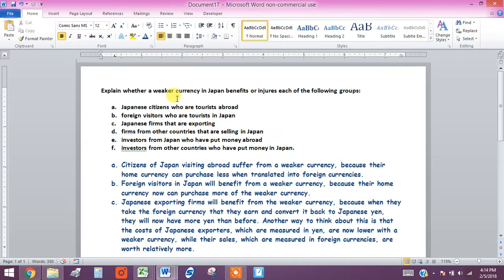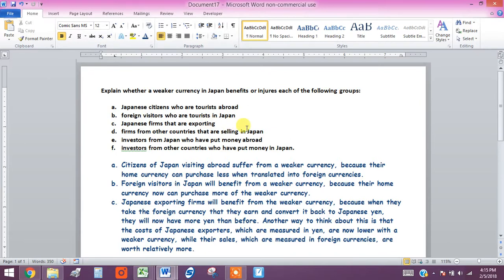So Japanese citizens that are obviously traveling with yen and are touring abroad and spending their money abroad, well, that's going to hurt them because their yen, if they have to use 112 of their yen to buy $1 if they're touring in the U.S. versus 109 of their yen to buy $1, that means that they're going to be able to buy less U.S. goods and services with their yen as the yen devalues or depreciates relative to the dollar.